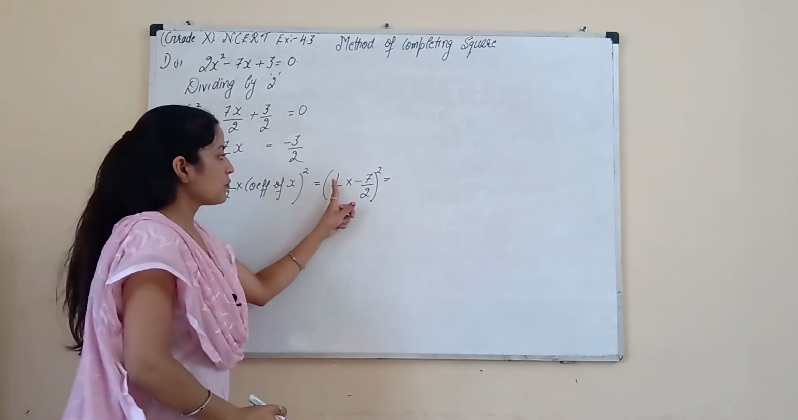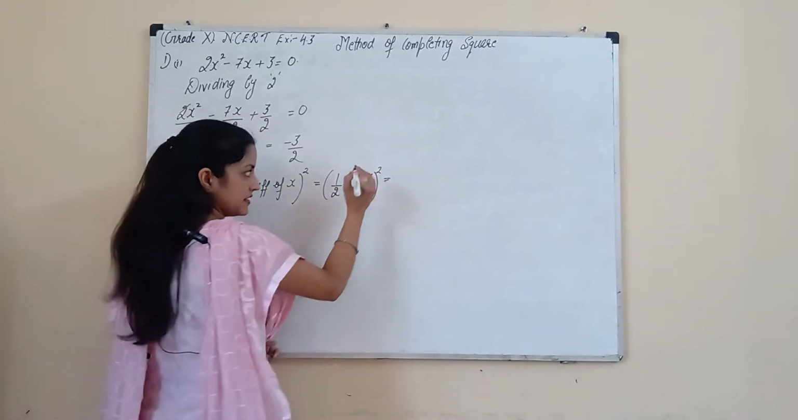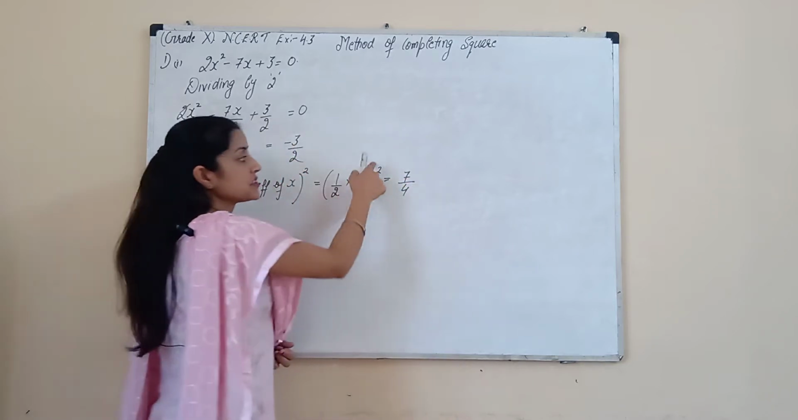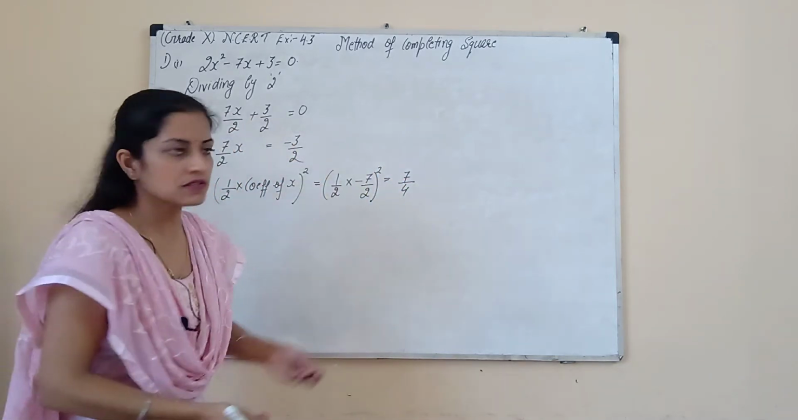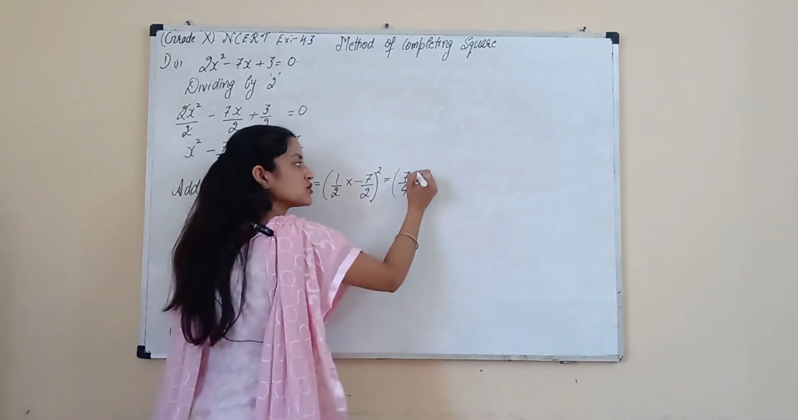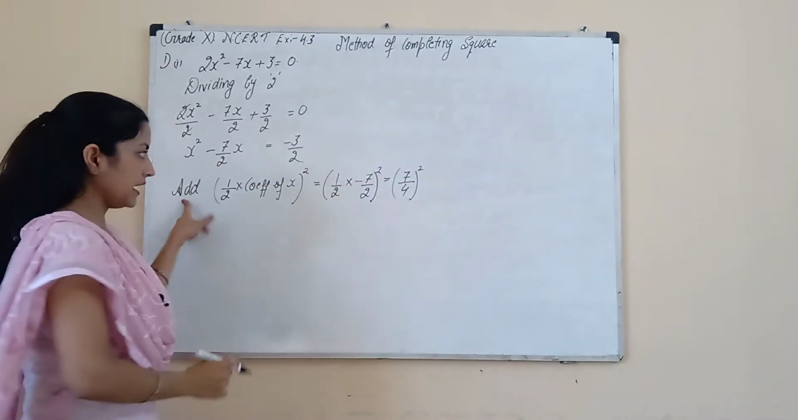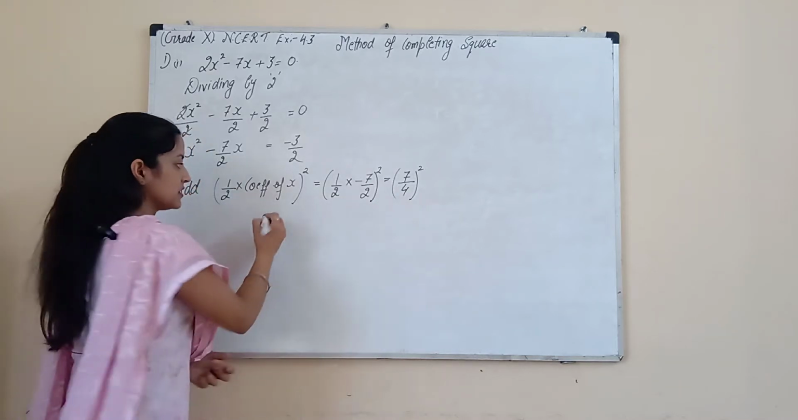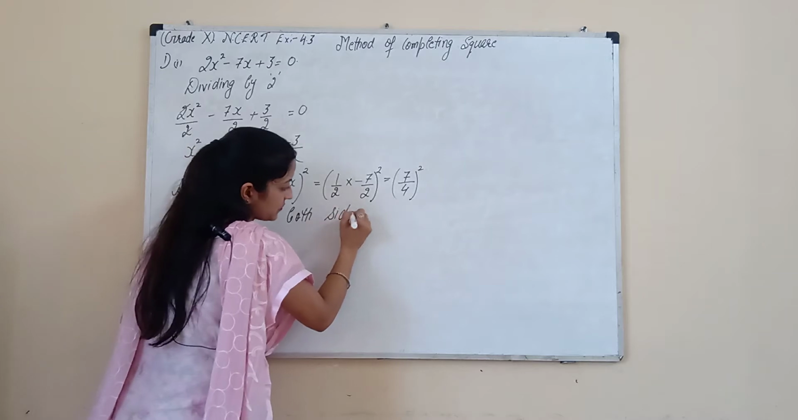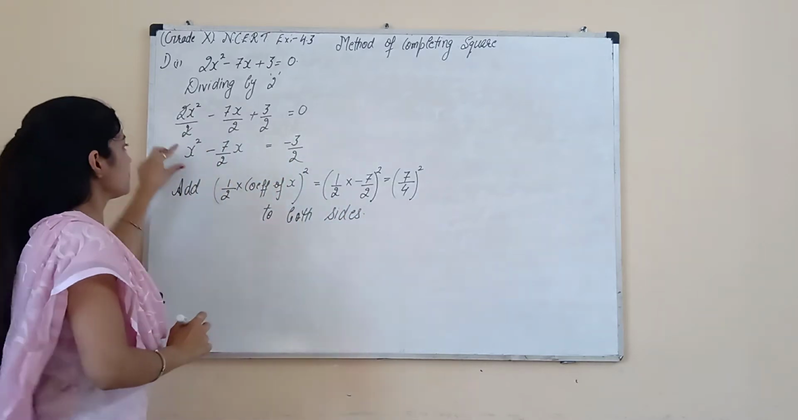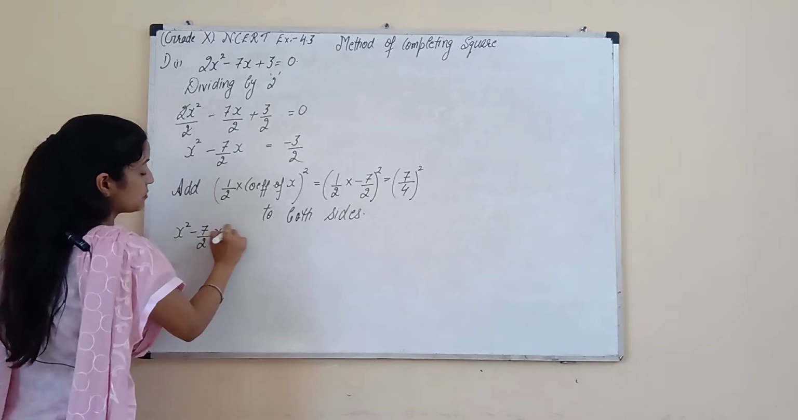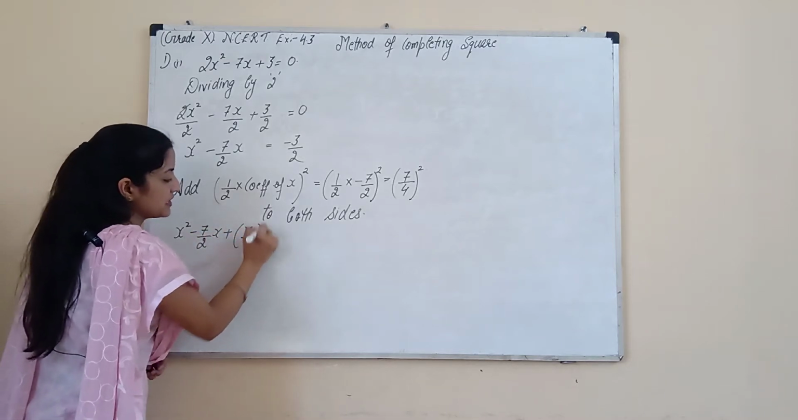So 7 into 1 is 7, 2 into 2 is 4. And a negative square is always positive. We already knew that: minus into minus is plus. So add 7 by 4 whole square to both sides of the equation. So this is our second step. Add 7 by 4 whole square on both sides.